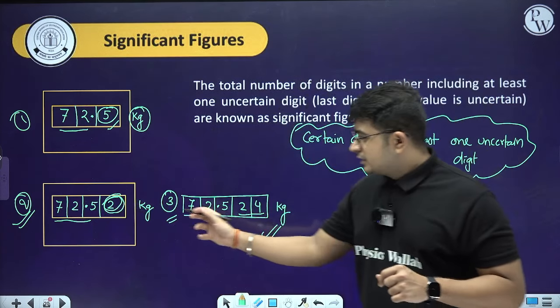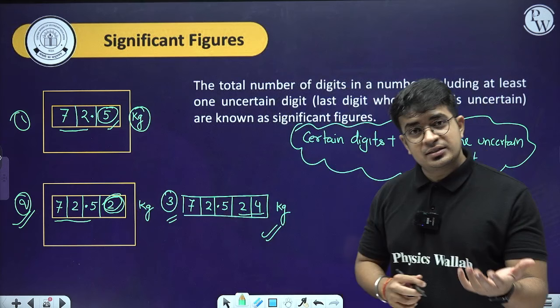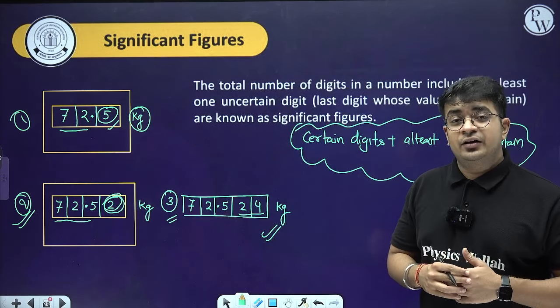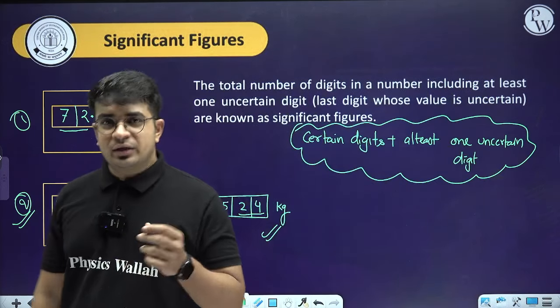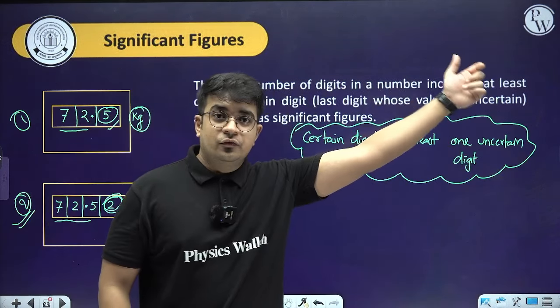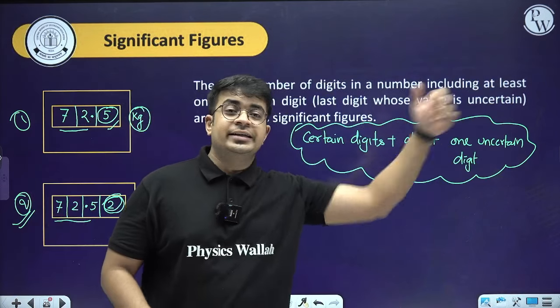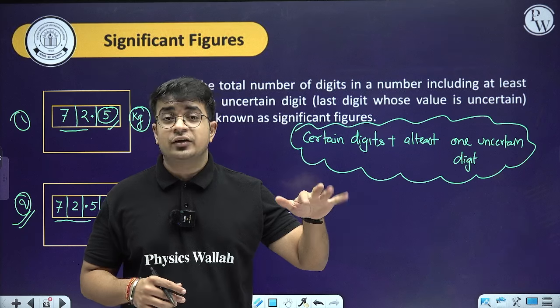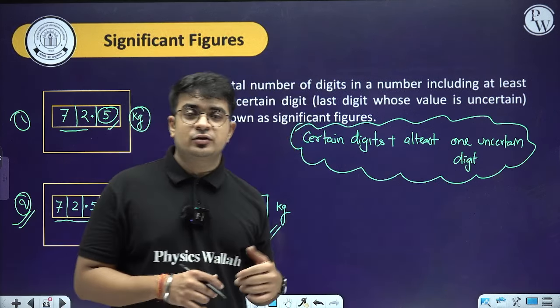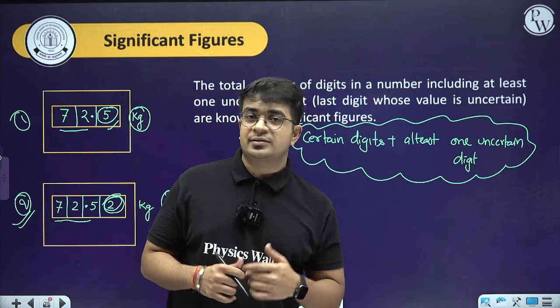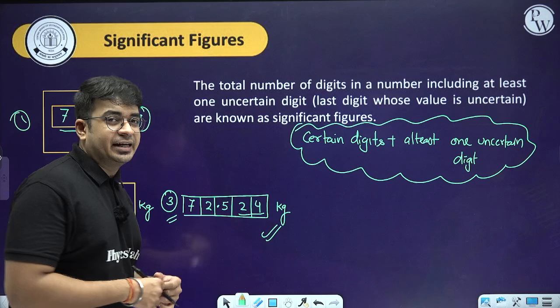You can see this last digit, which is 2, is actually uncertain because it is giving us different values. And in every type of measurement, you can see the last part, which is the farthest from the decimal point, is the most fluctuating one. It gives very uncertain values. After some time, it is going to be calibrated and gives you the final result. So that is the basic idea of significant figures.